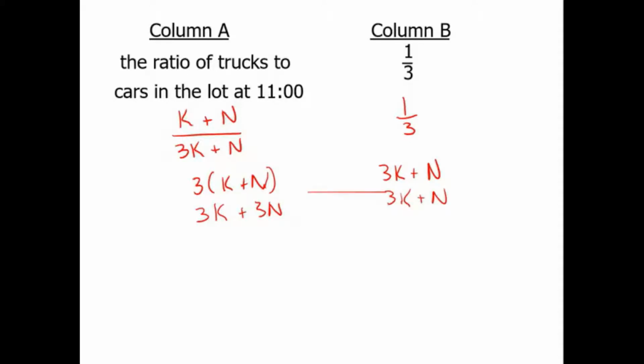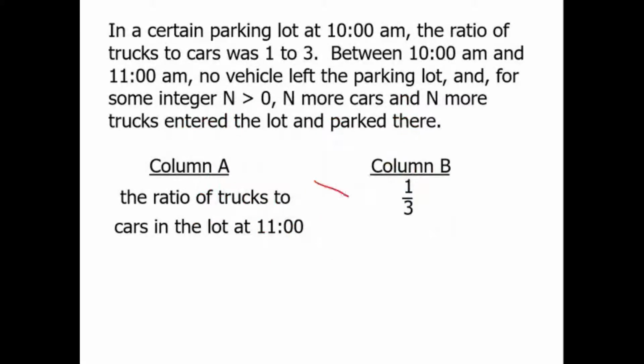Subtract 3k from both sides, and I just get 3n compared to n. Well, n is a positive number, and so 3n has to be bigger than n. And so column A has to be bigger. And that's our answer. Column A is bigger. Answer choice A.